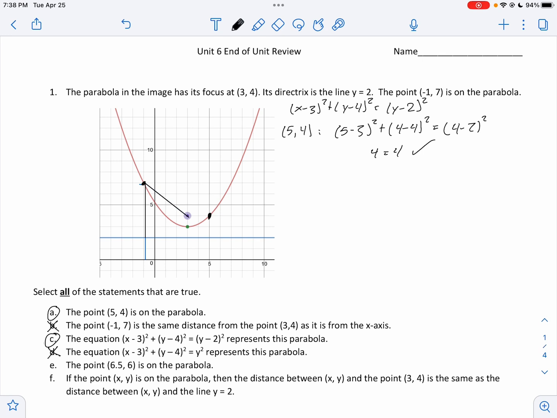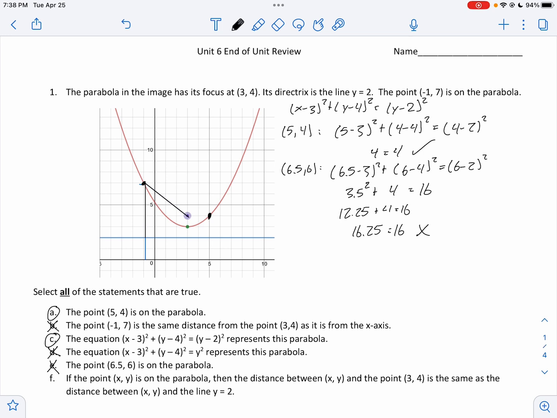E, we're going to do the same strategy as A. Let's check the point (6.5, 6) to see if it satisfies our equation. So we have (6.5 - 3)² + (6 - 4)² = (6 - 2)². Here we get 3.5² + 2² equal to 4². And 3.5² comes out to be 12.25, and so we get 16.25 equals 16, which is false. So the point (6.5, 6) does not lie on the parabola.